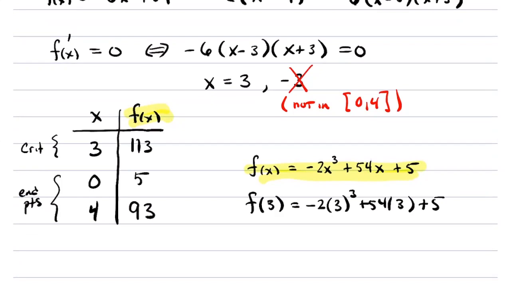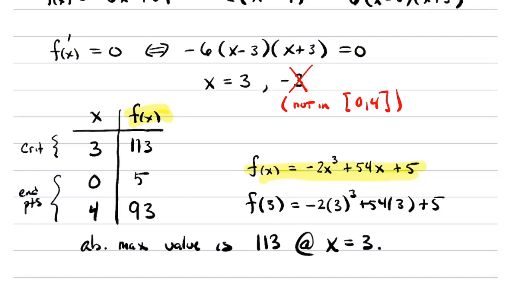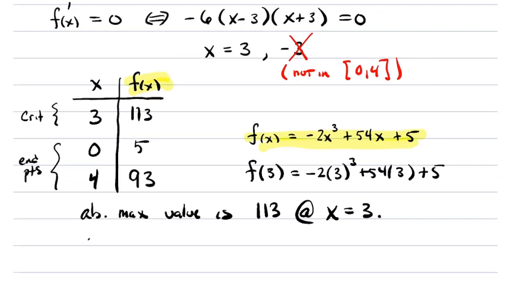So now looking at them, can we answer the question, where is our absolute max? Our absolute max value is, well, which one of those numbers is biggest? It's 113. And it's at x equals 3. I like to say where it happens. So the absolute maximum value of this function is 113. It happens when x is 3.